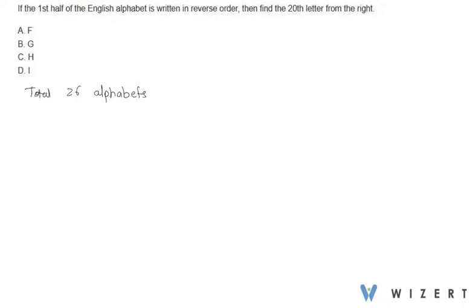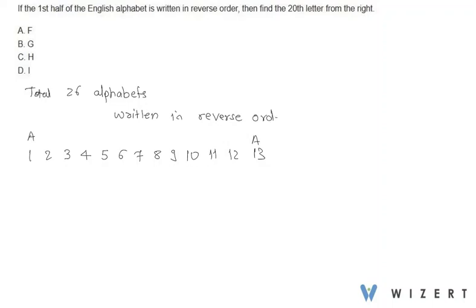So, first 13 means 1, 2, 3, 4, 5, 6, 7, 8, 9, 10, 11, 12 and 13. These 13 are written in reverse order. That means instead of writing A over here, A will be over here. So written in reverse order. And the rest of the 13 alphabets are as it is. The rest of the 13 alphabets are over here.